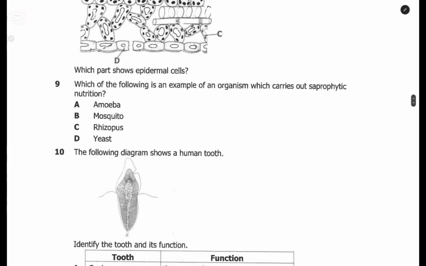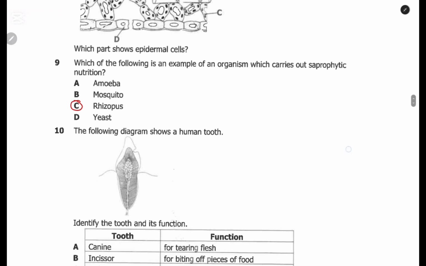Then question 9. Which of the following is an example of an organism which carries out saprophytic nutrition? Among the options, A, we have amoeba, B, mosquito, C, rhizopus, D, yeast. The one that carries out saprophytic nutrition is rhizopus. So the answer therefore is C.